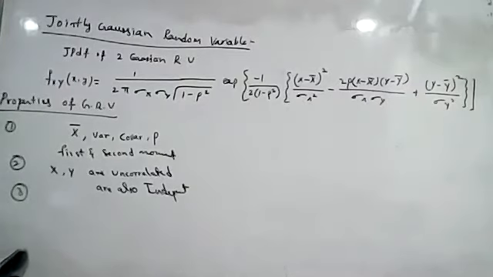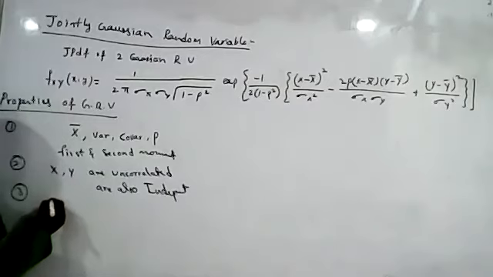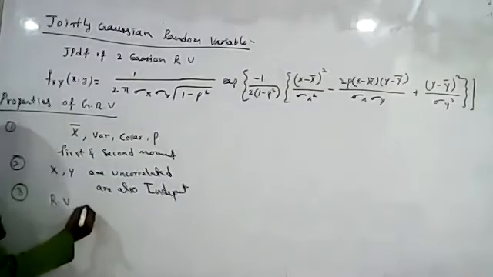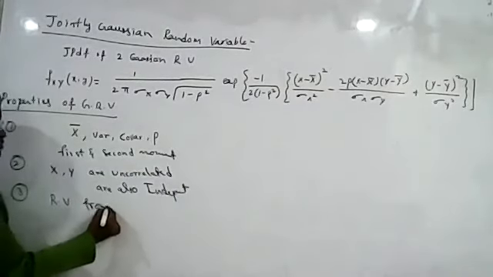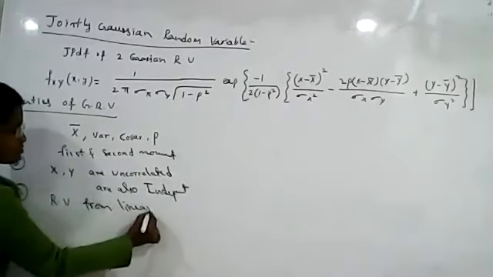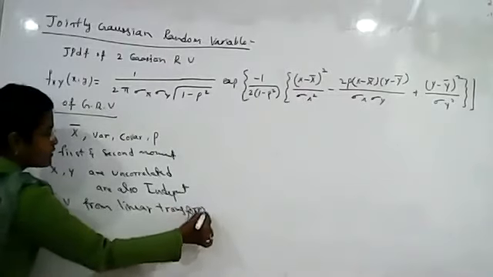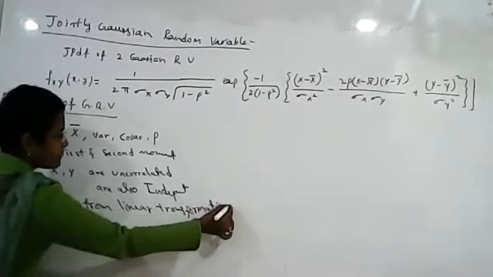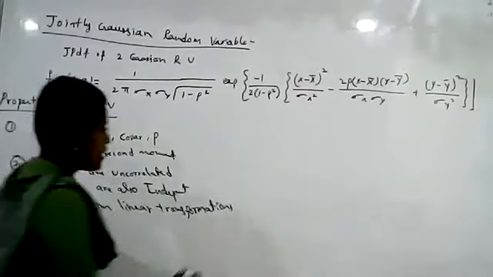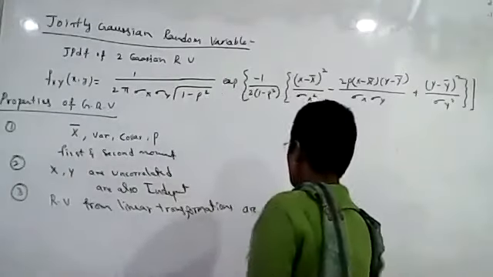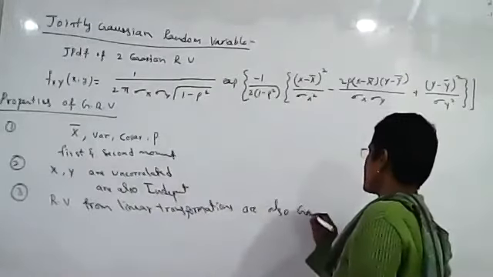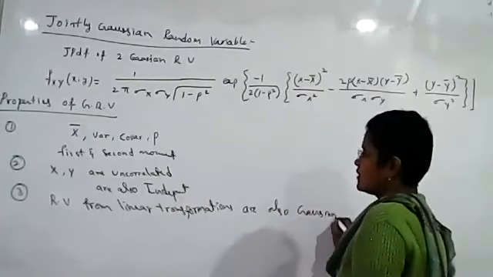The third property is that the random variables which we are getting by linear transformation are also Gaussian. We use transformations to convert one random variable to another random variable. So whichever random variables we are getting from linear transformations are also Gaussian. This is our third property.